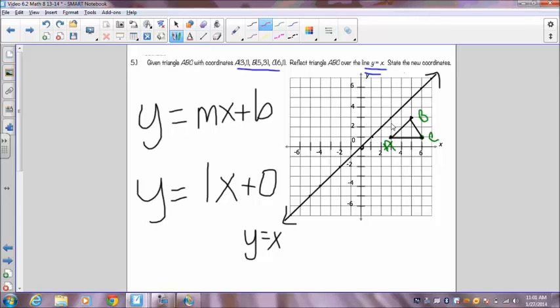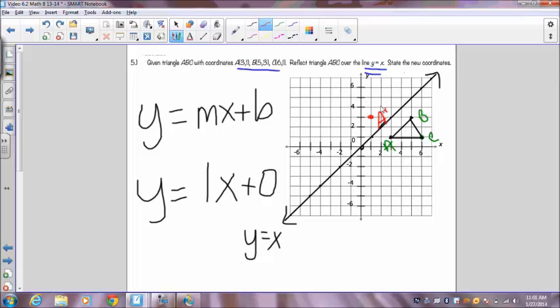If I choose to go up 2, I'm going to go to the left 2, and I'm going to put a dot there. Because remember, you can either go up or left. If I go up, then I have to go left. If I go left 2, then I would have to go up 2. It doesn't matter. Either way, it brings you back to this point right here, which is your A prime right here. So I'm going to call this A prime.